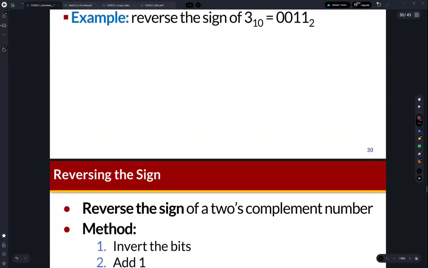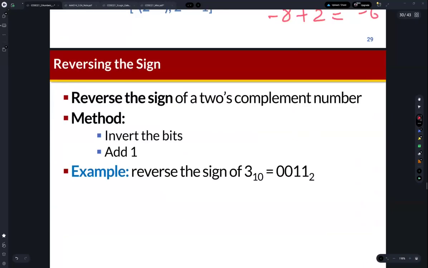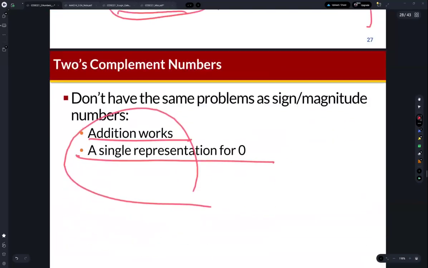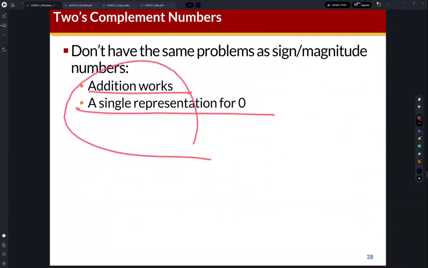So, where is the example? Okay, so let's see the example. Minus 6 plus 6 in the 2's complement number system. What is the minus 6? This is 1010 as we calculated, and then 6 is 0110. So let's perform addition.